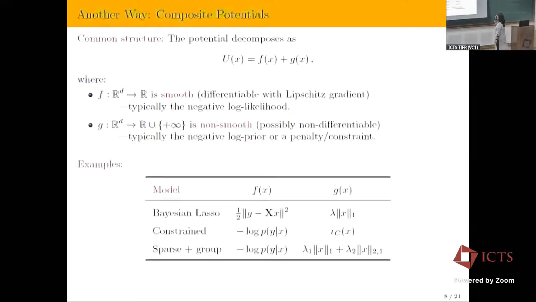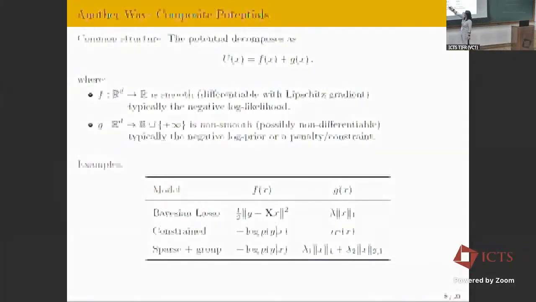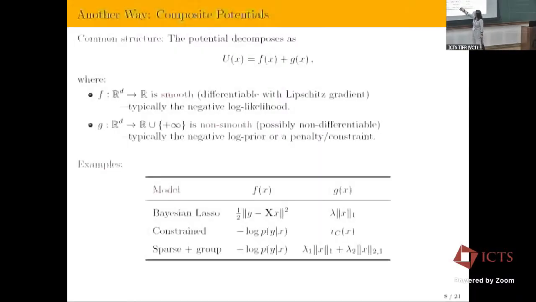And so there are popular models where this decomposition holds. For example, the Bayesian lasso, where we have the original OLS loss function and then the L1 penalty. Then in any constrained problem, I might have the negative log likelihood plus the constraint function that's encoded as whether my parameter is in the constraint set or not, the indicator function. Or I might have the sparse plus group-based lasso penalty, which is the negative log likelihood plus some combination of an L1 and L2 prior, or an L1 and grouped L2 prior.